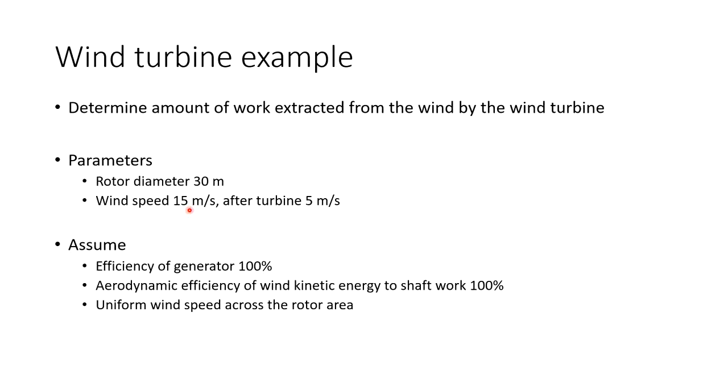For this calculation, we will assume efficiency of the generator to be 100%. We will neglect any effects of aerodynamic efficiency, of conversion of wind kinetic energy to shaft, and also we will consider uniform wind speed across the rotor area.